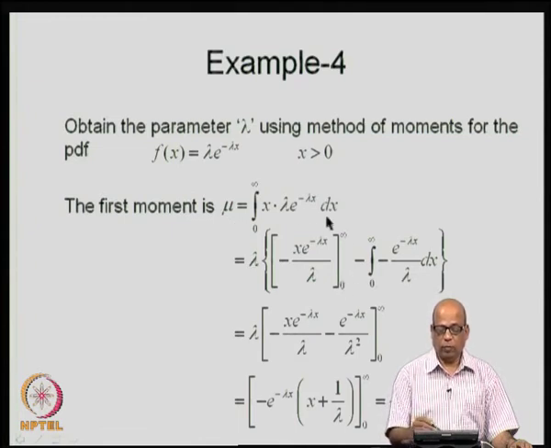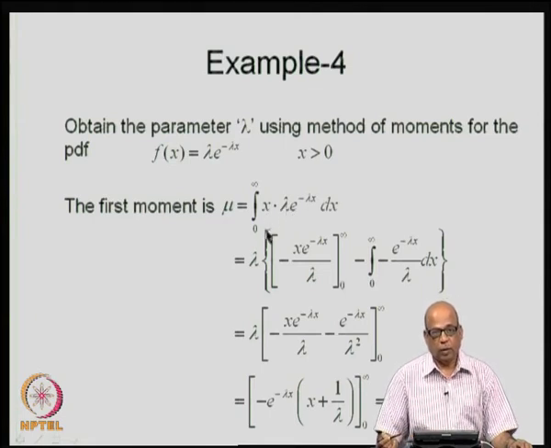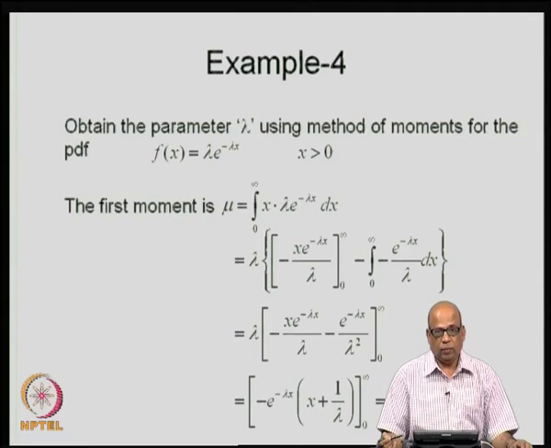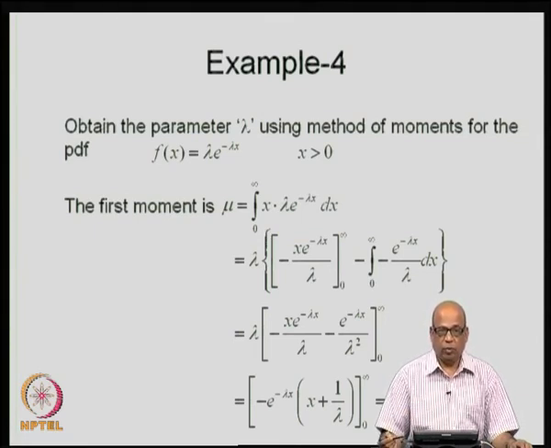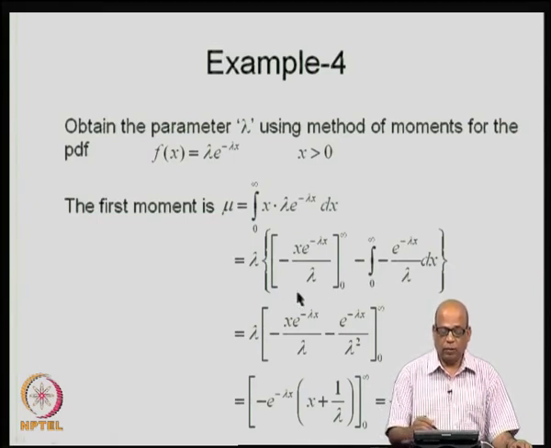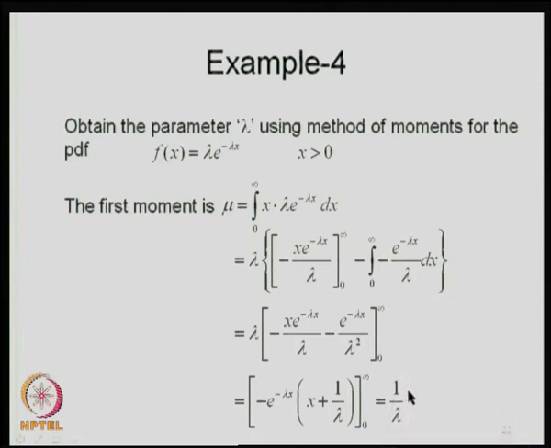So, this is 0 to infinity. Essentially what we are doing here is you are using the fact that you are integrating u v is equal to u v dash minus integral v u dash, that is what you are using here, and then you simplify that and get mu is equal to 1 over lambda for 0 to infinity. This is fairly straightforward, you can refer to this later. So, mu is equal to 1 over lambda.